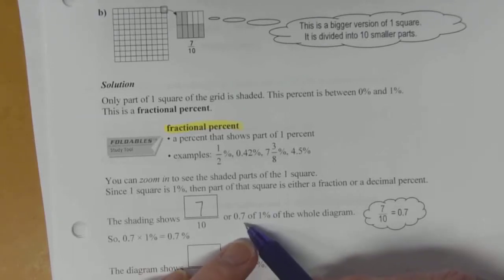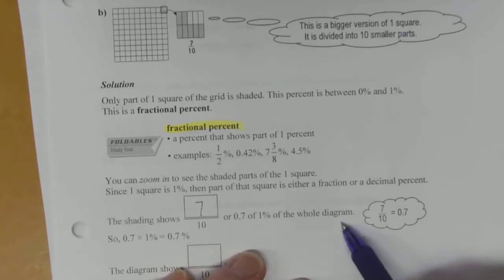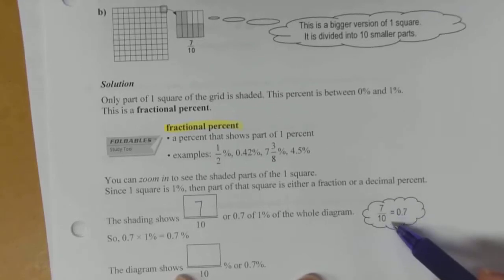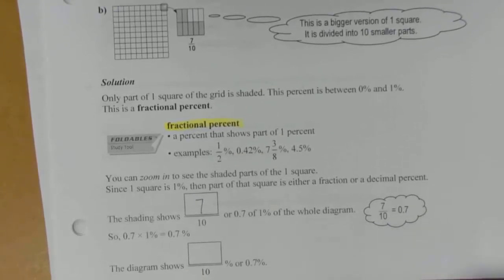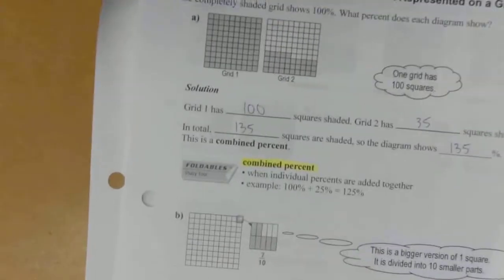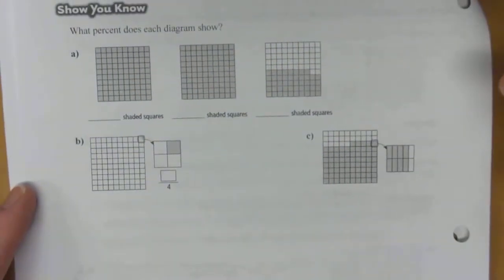And so in this case it's 0.7 of 1% of the whole diagram, so it's 0.7%. So 7 over 10 as a fraction is equal to 0.7 as a decimal. Hopefully you remember how to do those conversions from grade 7. So in this case, the diagram shows 7/10 of a percent, or 0.7%. Next up is a Show You Know. Give it a go.